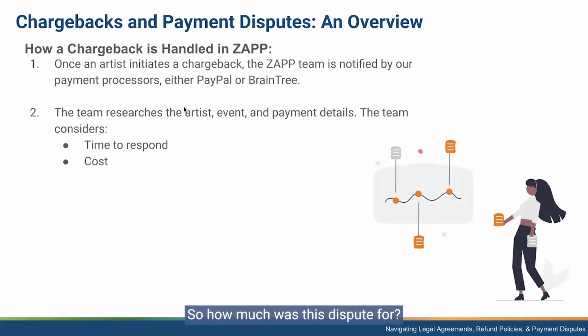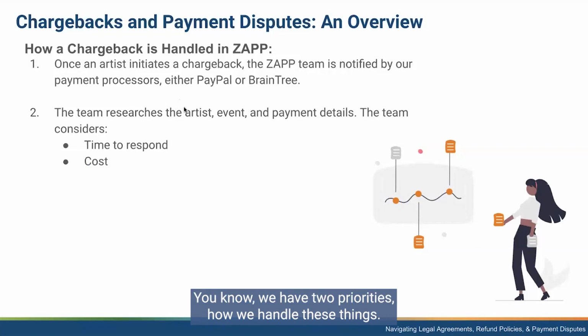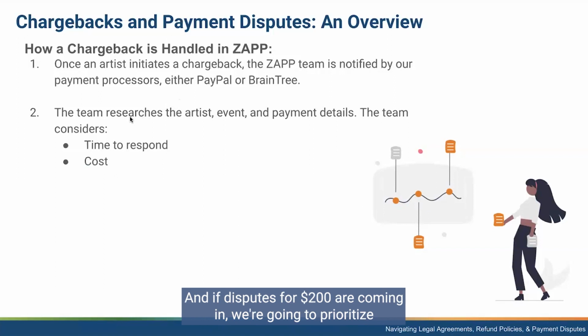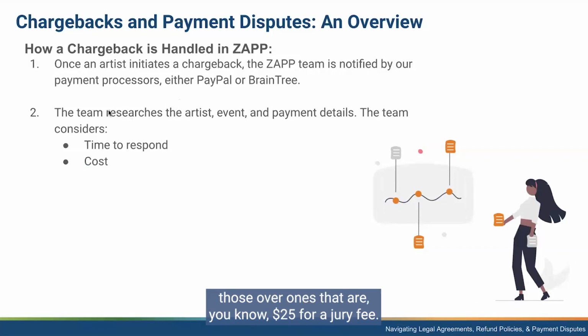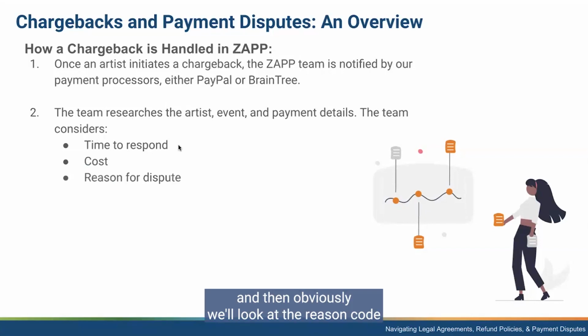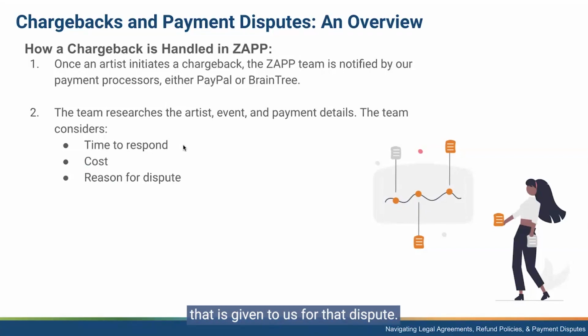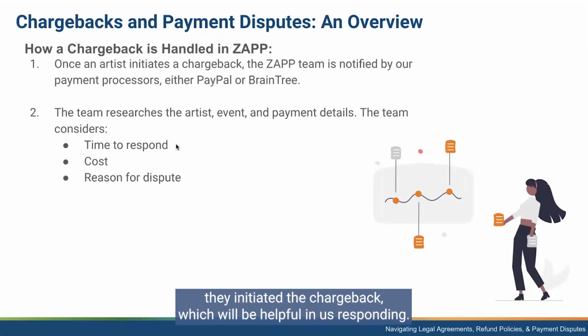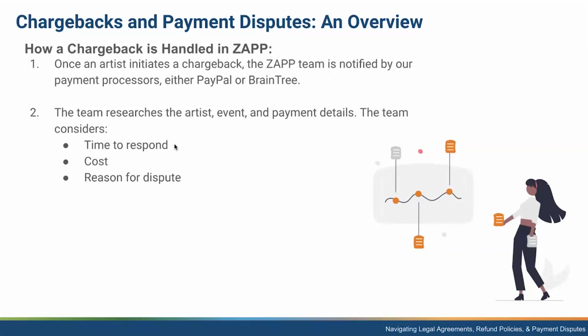We also look at the cost. How much was this dispute for? We have to prioritize how we handle these things. If disputes for $200 are coming in, we're going to prioritize those over ones that are $25 for a jury fee. So we do look at that cost. And then obviously we'll look at the reason code that is given to us for that dispute. That lets us know why they initiated the chargeback, which will be helpful in us responding.